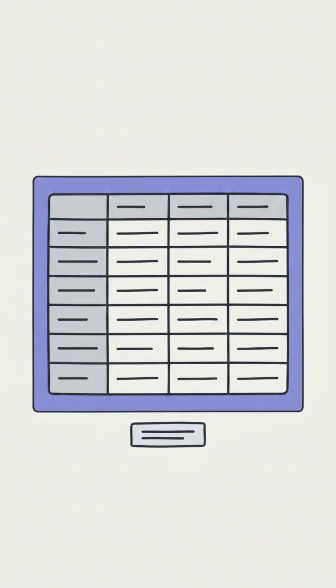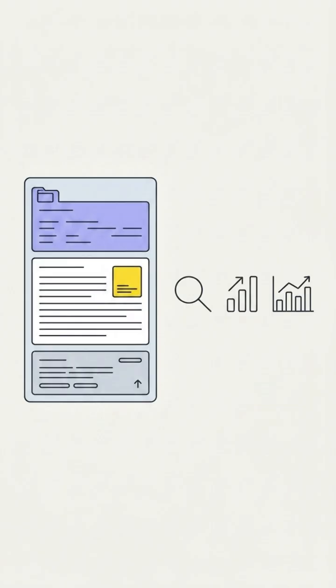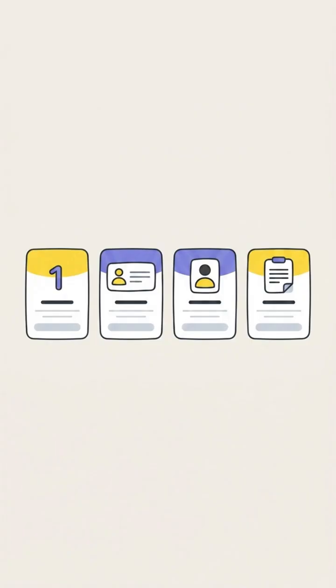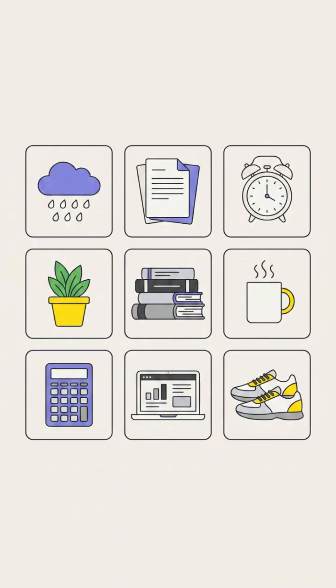Structured data is data that is neatly organized in rows and columns. It follows a fixed format, making it easy for computers to search, sort, and analyze. For example, imagine your school's student database. Roll number, name, class, marks. Everything has a specific place.